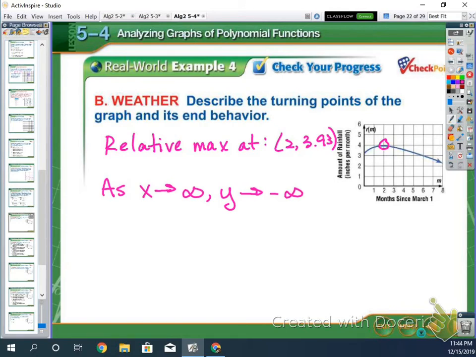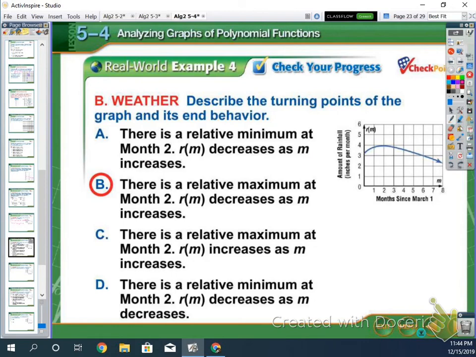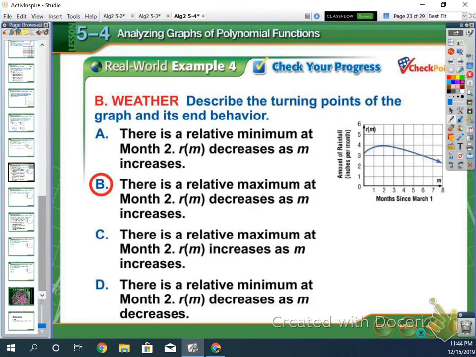But I'm thinking we want to phrase this in terms of the real world example. So yeah, they just said it, R of m decreases as m increases. And they also said there's a relative maximum at month 2, which would be May. That would be your maximum rainfall, would I guess be around May 1st. So I'm not too concerned with how you phrase those things, more concerned with if you're seeing them.